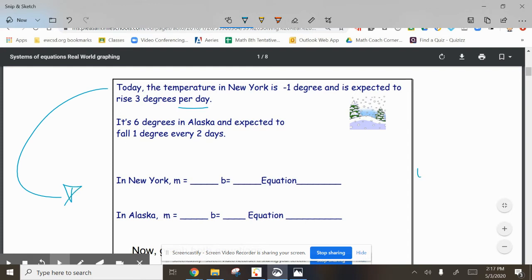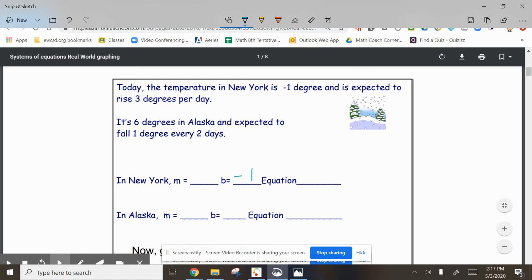I've talked about y equals mx plus b, where b is your y-intercept, and this is your slope, okay? The m is your slope. And we're going to go ahead and write this equation out. So let me just delete everything again. -1 is the starting point. Starting point, I always call the y-intercept.